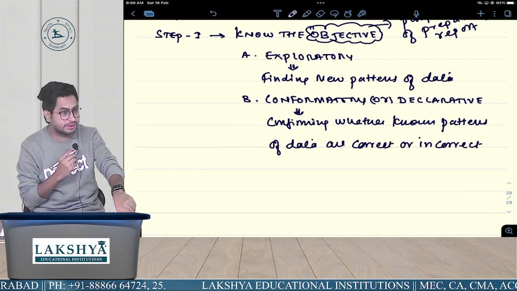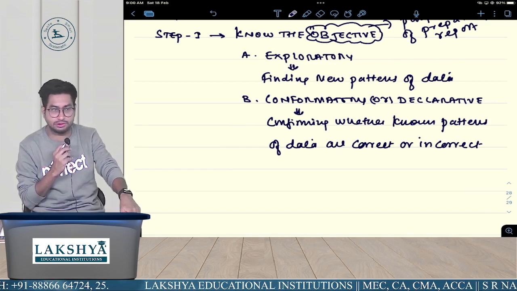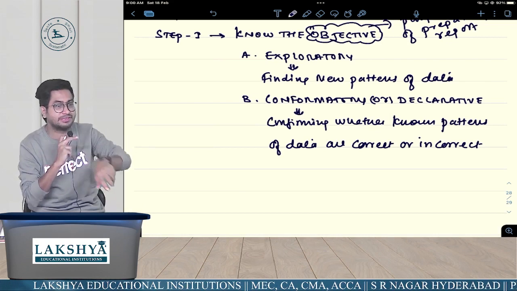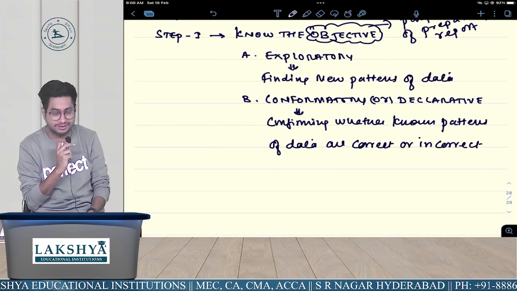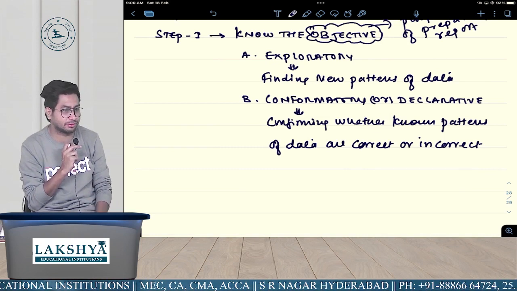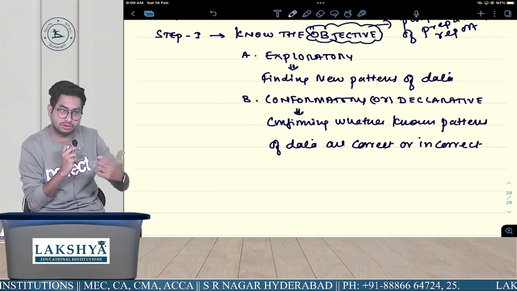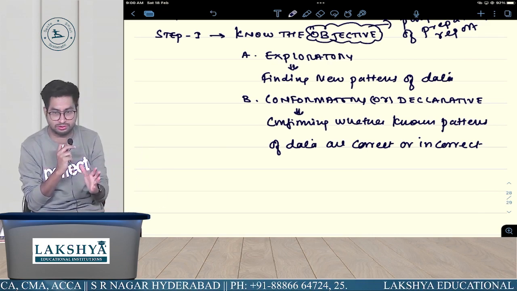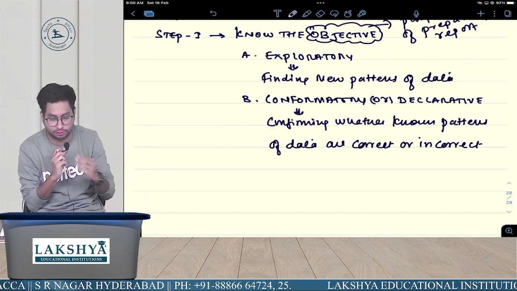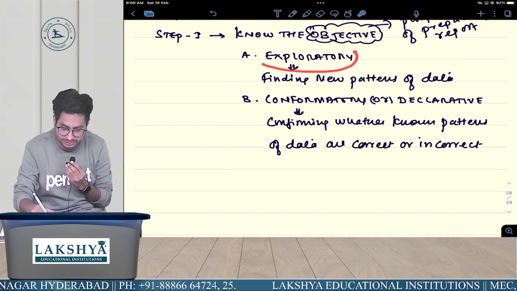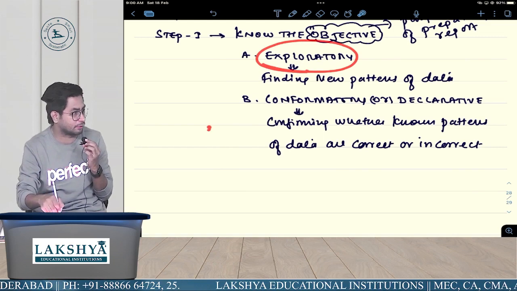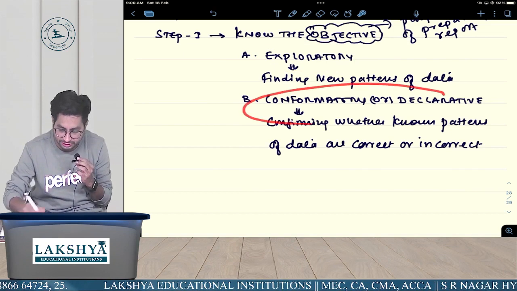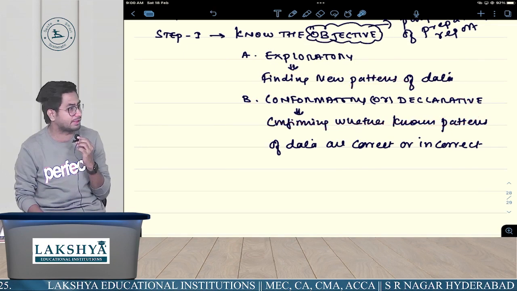What is today's date? 18 February. You know, right? But still, I'm opening the calendar on my watch and checking. Yes, it is the 18th. What is this? That is confirmatory. What is the weather right now? Do you have an idea? So what will I do? I'll go to the weather app and check the weather. Then it is called confirmatory. I don't have information, I want to find out information. Then it is called exploratory. I already know the information, I just want to check whether the information I have is correct or incorrect. Then it is called confirmatory or declarative.